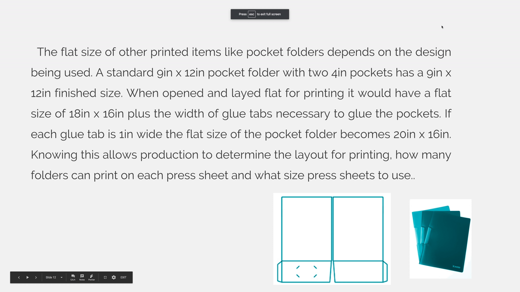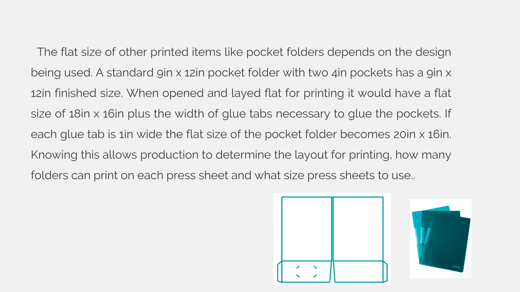The flat size of other printed items like pocket folders depends on the design being used. A standard 9-inch by 12-inch pocket folder with two 4-inch pockets has a 9-inch by 12-inch finish size. When opened and laid flat for printing, it would have a flat size of 18 inches by 16 inches plus the width of the glue tabs necessary to glue the pockets.